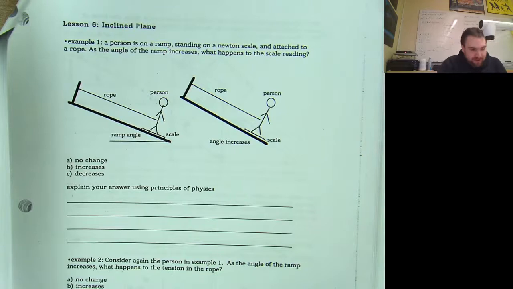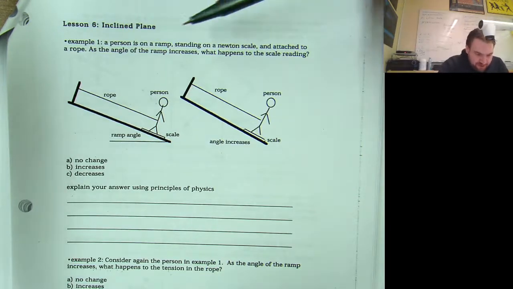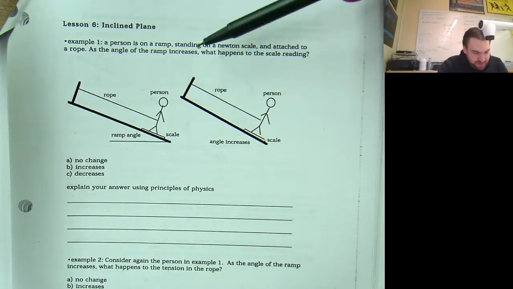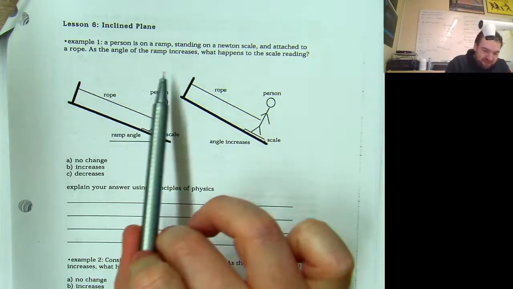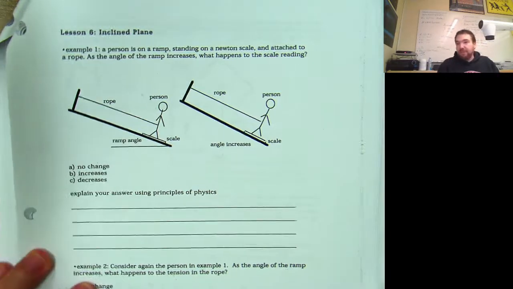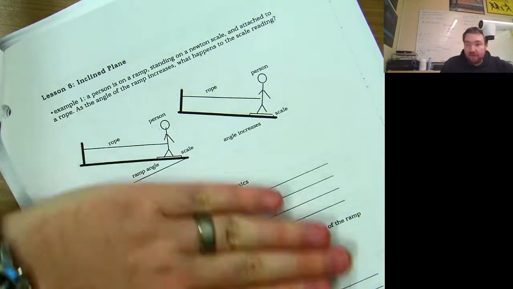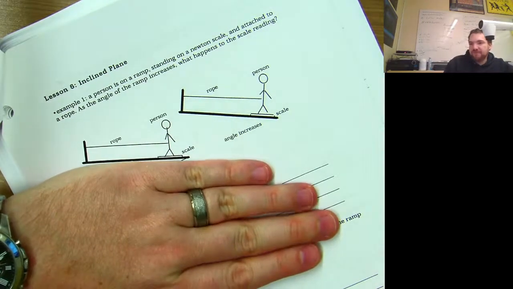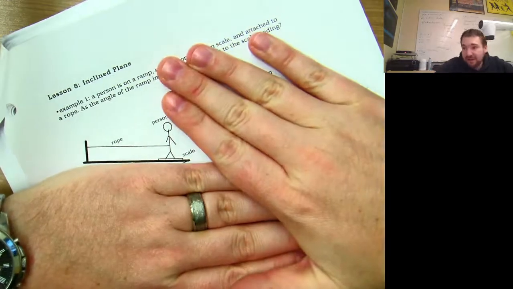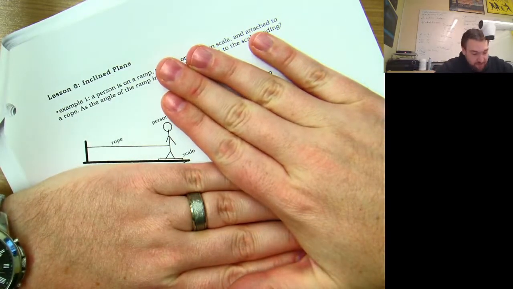If we look at what's going on here, we've got a person on a ramp standing on a Newton scale and attached to a rope. We want to look at, as the angle increases, what happens to the scale reading. So I would like you for a second to, well, this is where this problem comes from. If you ignore all the rest of the page, this looks like a person standing on a flat scale with a rope attached to them.